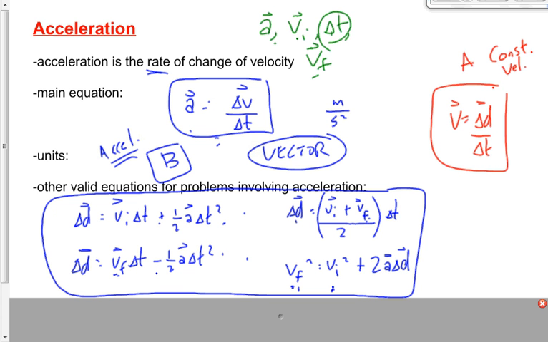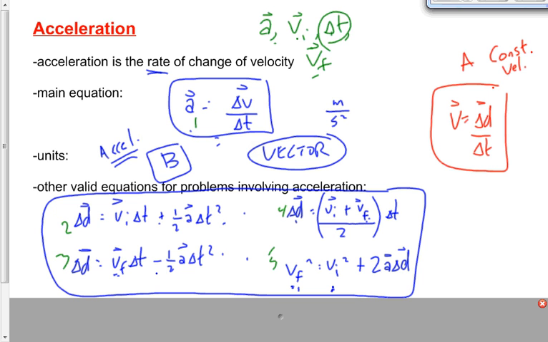Look at them, guys. Look at all 5 of these. I want everybody to commit to something. Call this number 1, number 2, number 3, 4, and 5. I'll give you 30 seconds. Everybody's got to commit to one of those equations.